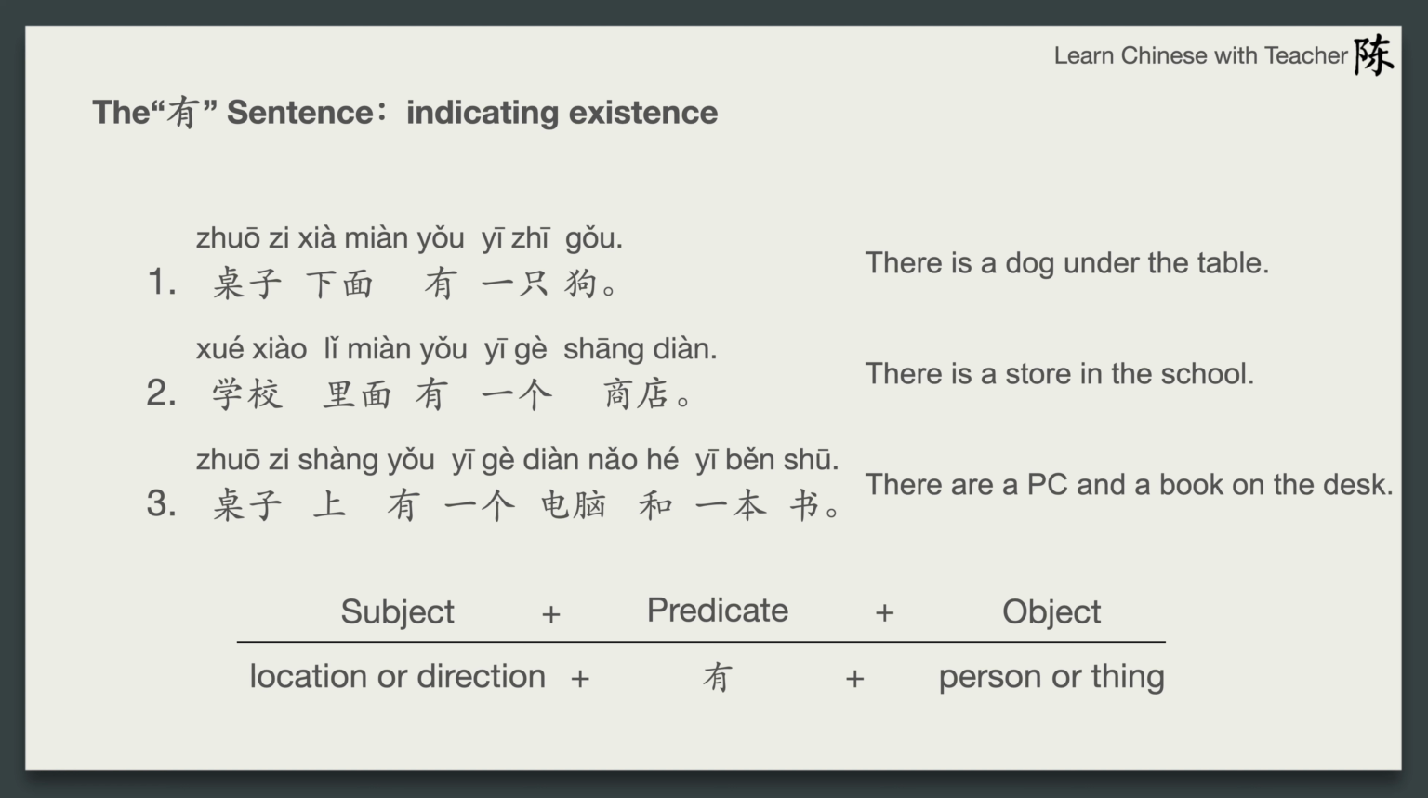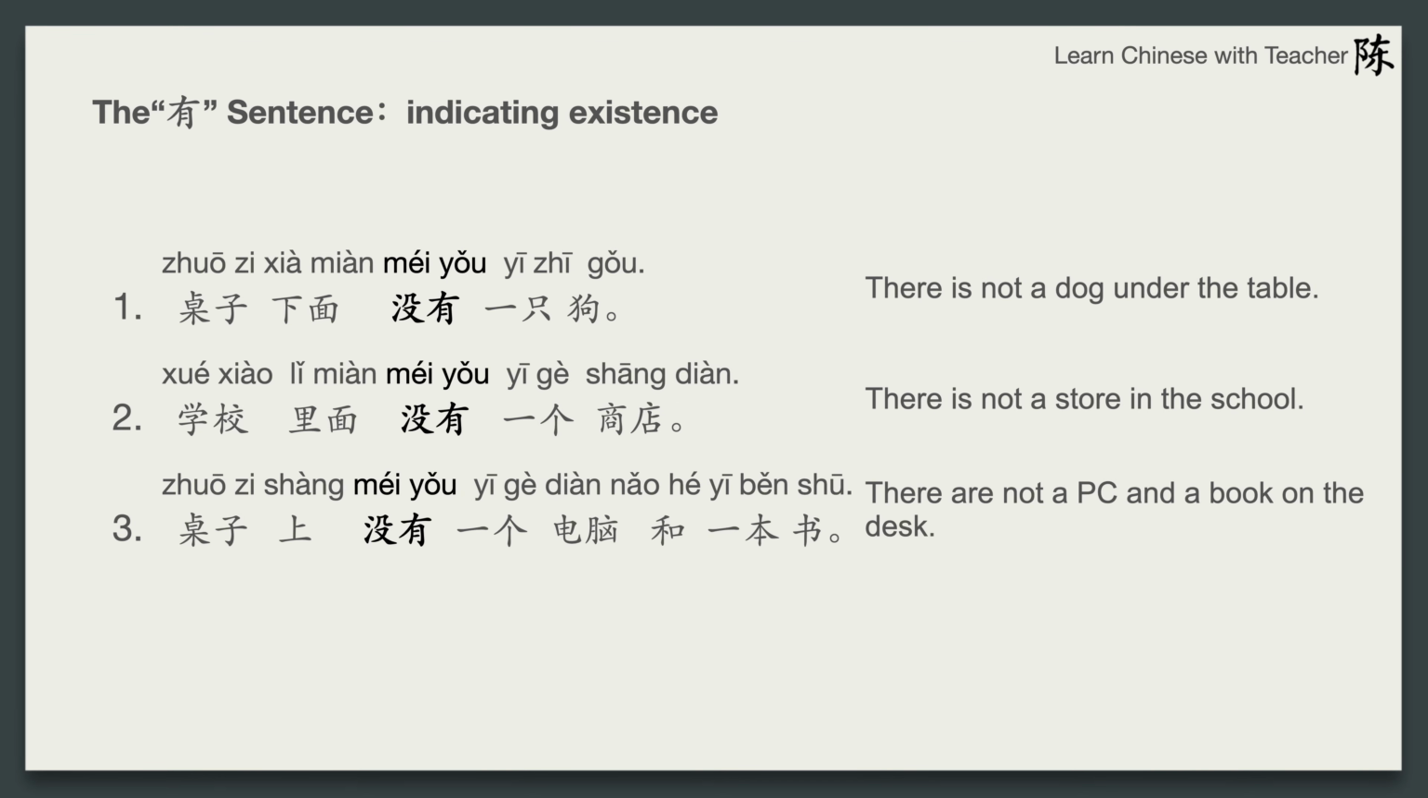是 is used to indicate someone or something equals someone or something. 在 is used to indicate a location or direction. This is a common thing in language learning. Just get used to them.